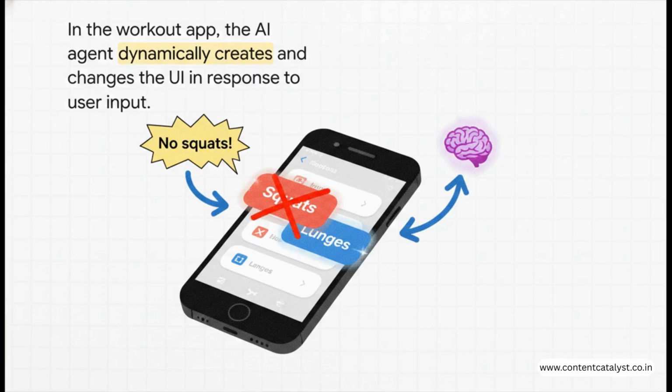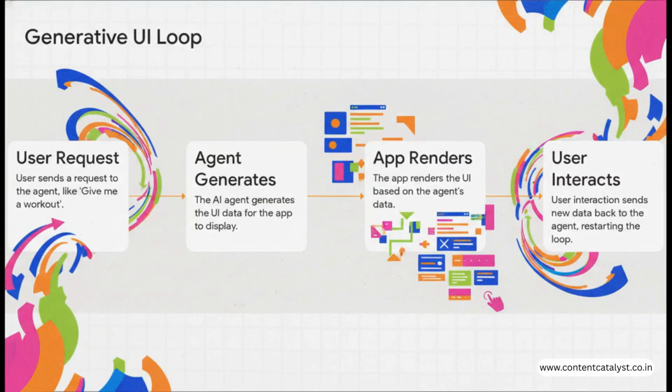It's incredible. And what this creates is this really powerful, continuous feedback loop. The user asks for something, the AI agent generates a piece of UI, the app shows it, and then whatever the user does next feeds right back into the agent to start the whole process over. The app is literally being shaped by the conversation, moment to moment.